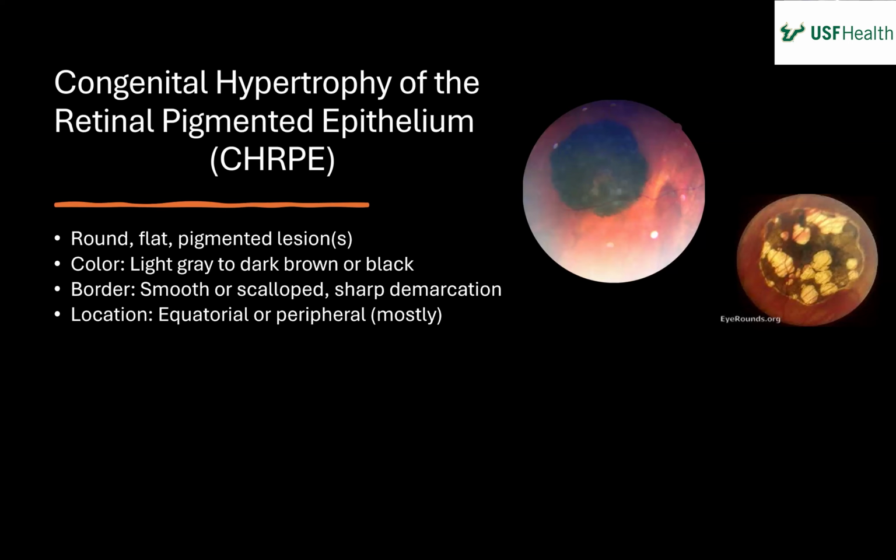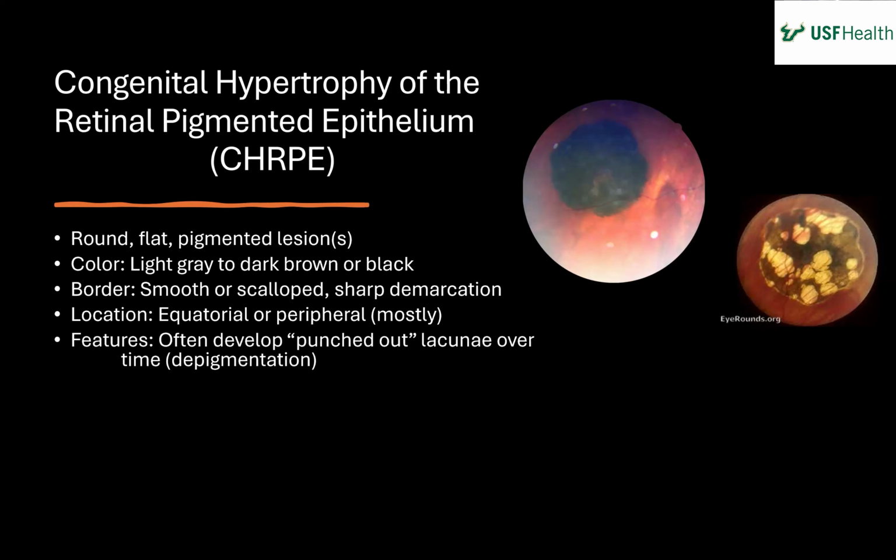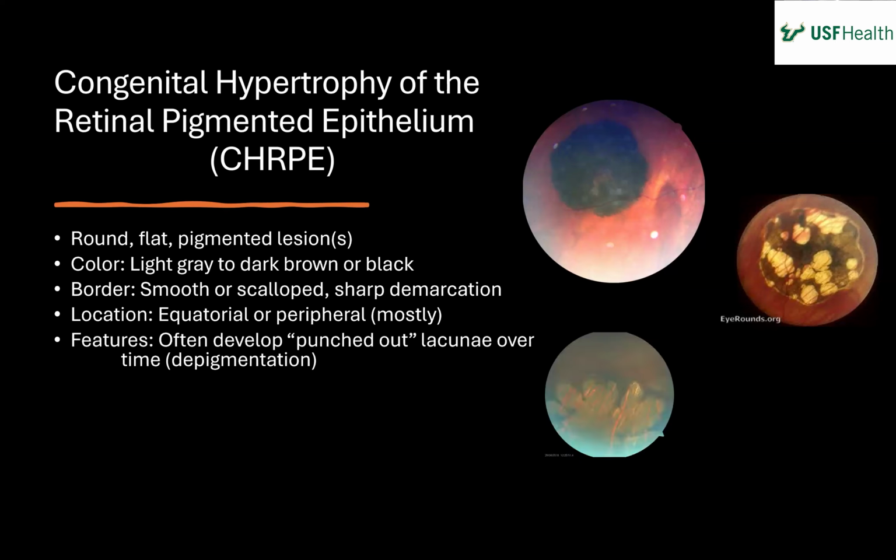Then important features, over time they'll often develop these punched out lacunae, which is actually a depigmentation within the pigmentation. So there it looks more lightly colored compared to the rest of the lesion, compared to the rest of the retina. They tend to be more peripheral and equatorial, not necessarily always. I'll show some examples in a moment. Here again are the lacunae, the depigmented areas. Later it can look almost entirely depigmented at that stage.